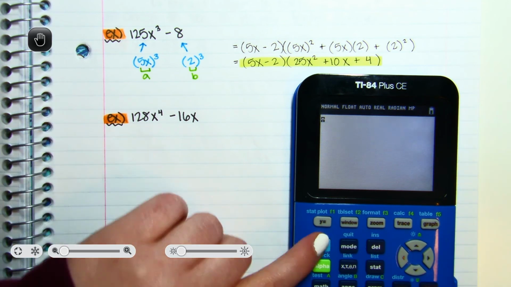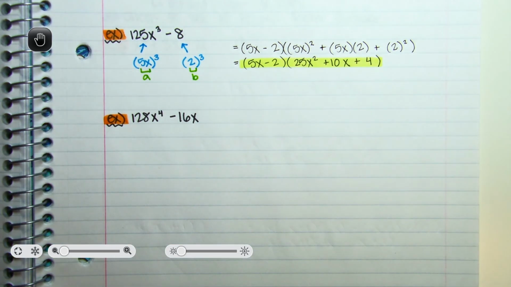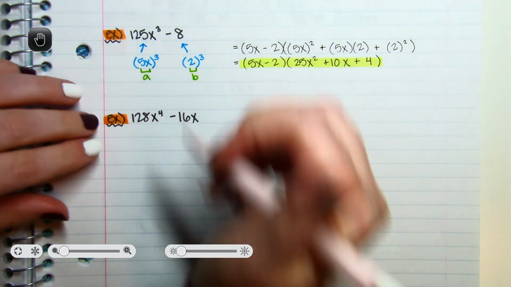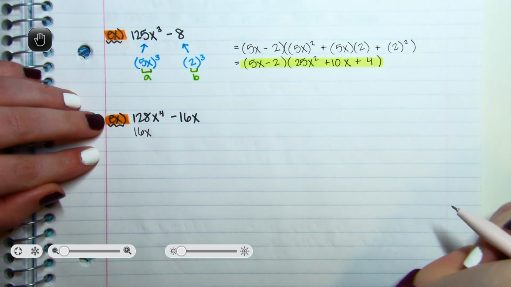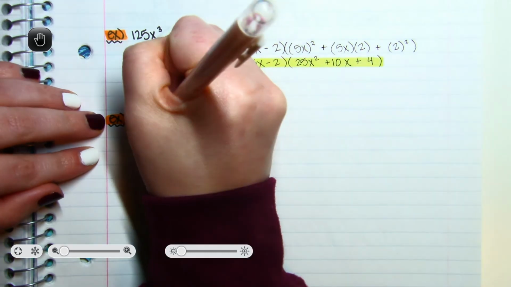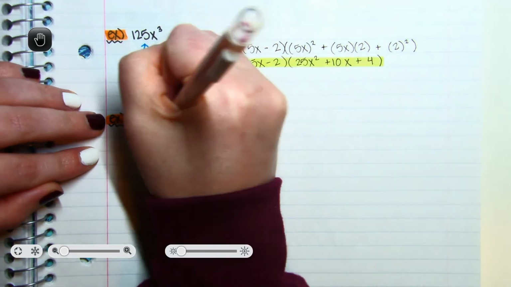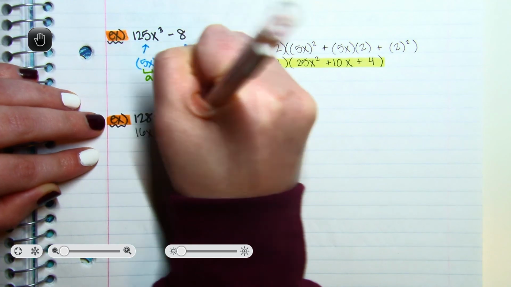Once you do more of these examples, you'll start getting the hang of it and be able to recognize GCFs and factors a little bit easier. But if you struggle with it, that's definitely a helpful method to figure out what they factor by. So 16x is going to get factored out, and then 8x cubed minus 1.